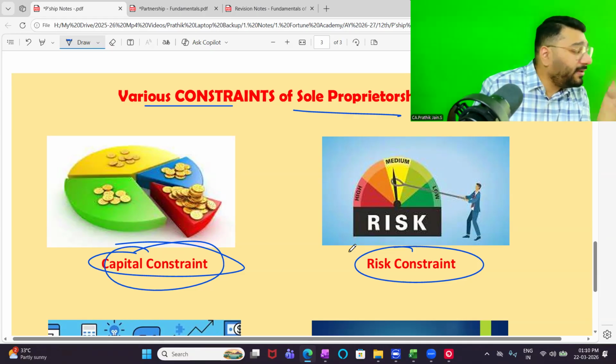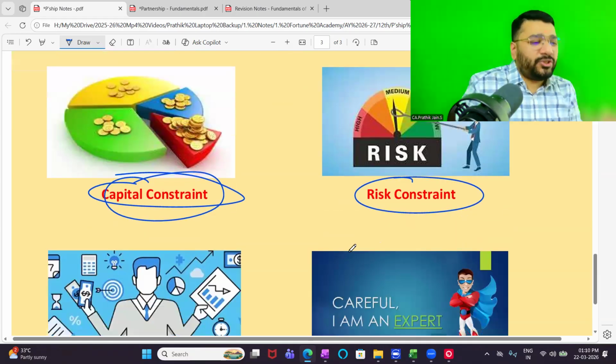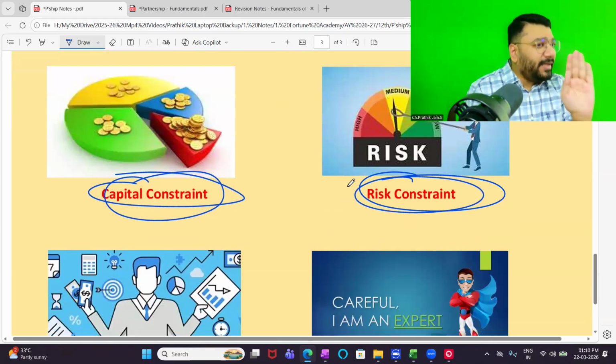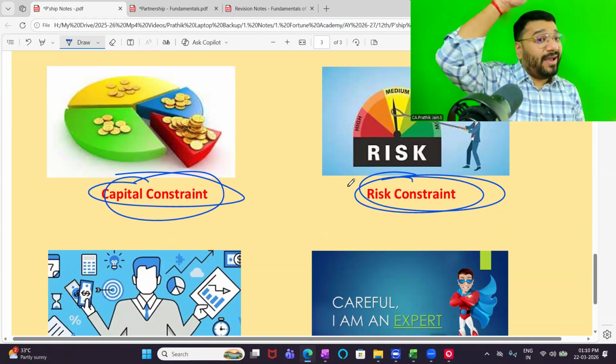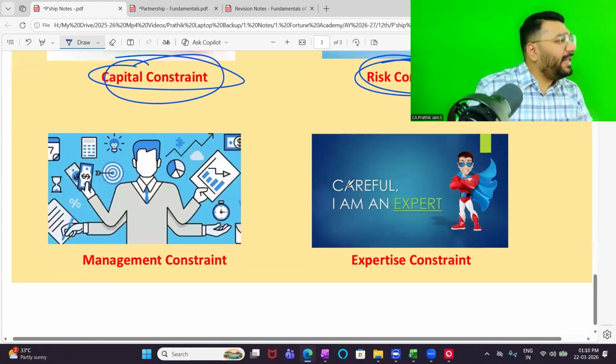Okay, not okay? Okay. I have a lot of points to add, but at your level, I told you, in 12th how much is required? That much alone I will take. Extra information will be given where? In CA. Sir, is any other constraint there?